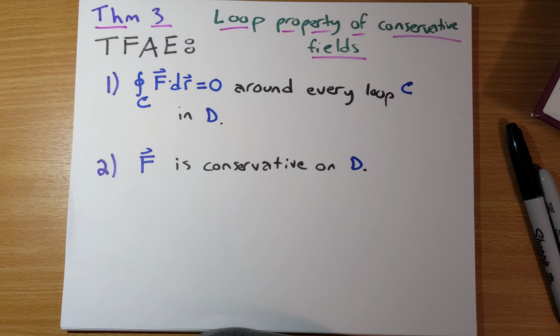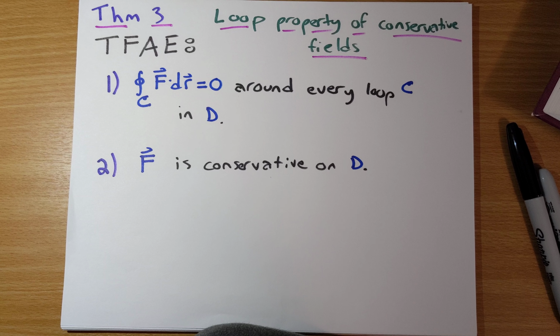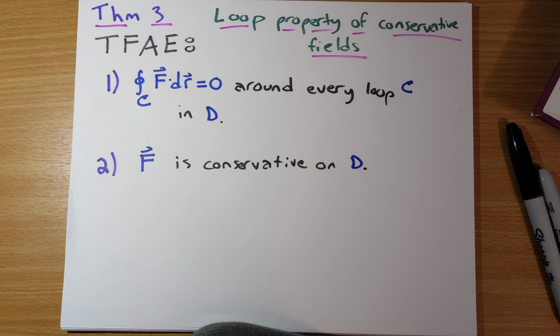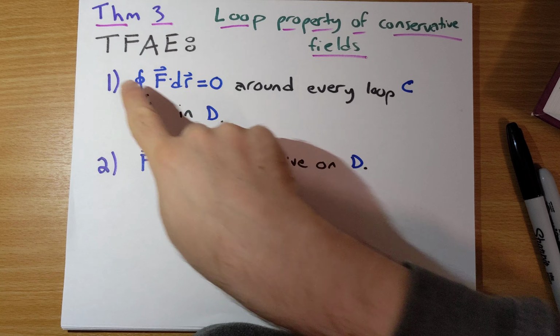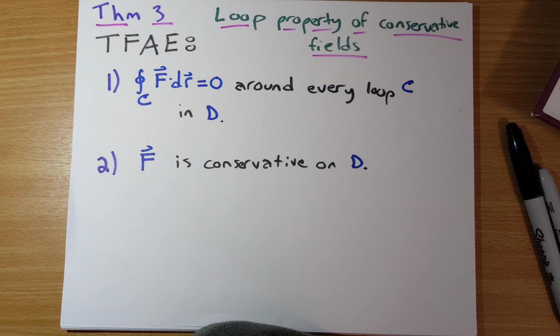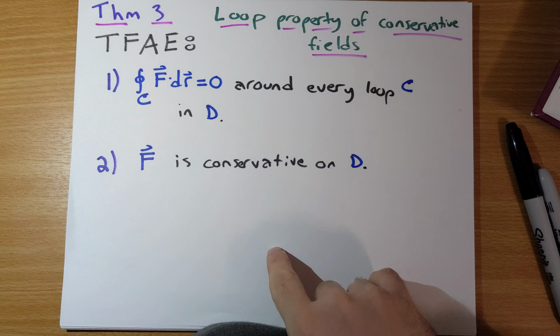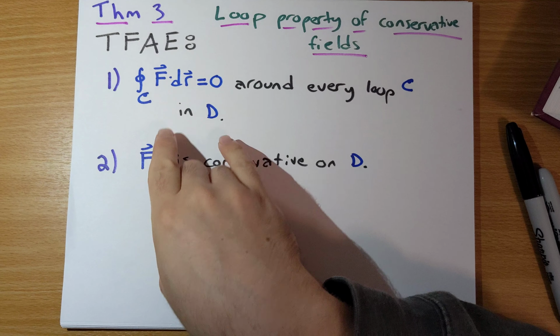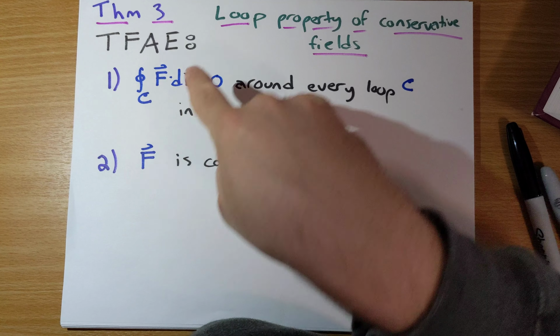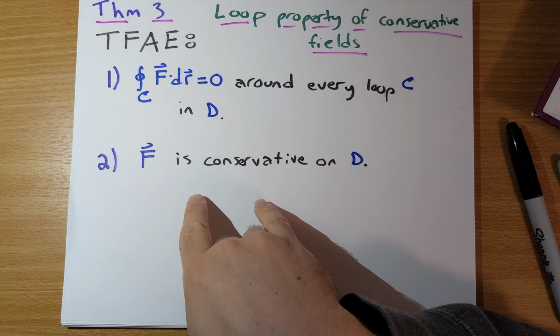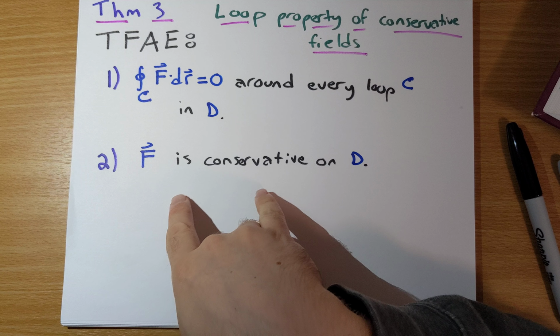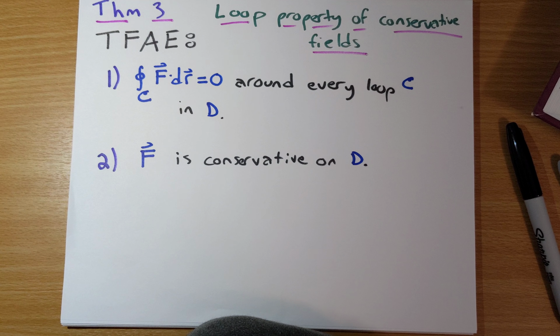Here's a useful theorem that shows another special property of conservative vector fields, the loop property of conservative vector fields. So TFAE, that's an abbreviation for "the following are equivalent." The following are equivalent means that if you have a vector field with property 1, it also has property 2, and if you have a vector field with property 2, it also has property 1.